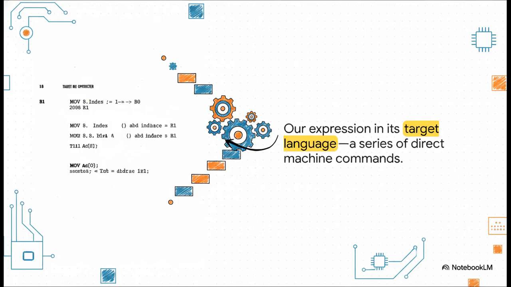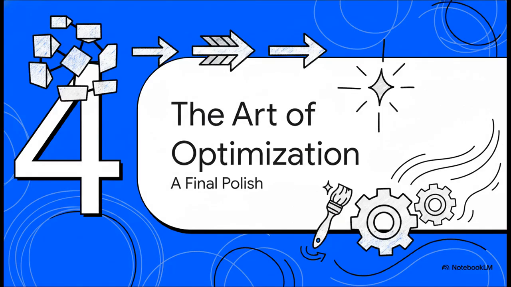And here we are. This is our line of code, translated into assembly language, which is really just a human-readable version of the final machine code. Instructions like move, mul, and add. These are direct commands for the processor. Our code has finally reached its destination. But, you know, just arriving isn't the end of the story. The first translation is often correct, but it's not always the most efficient. And the compiler has one more trick up its sleeve, a final polish.